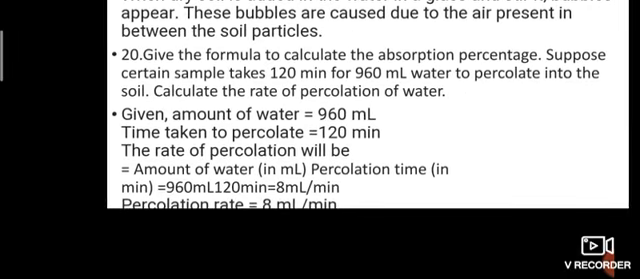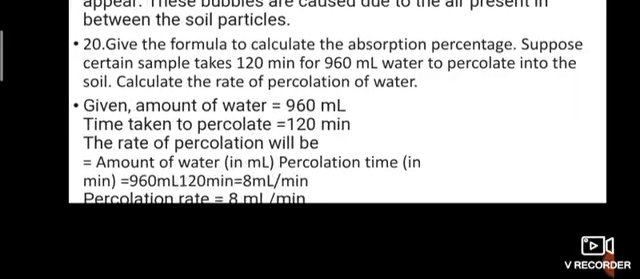The rate of percolation will be, what is the formula? Percolation rate is equal to amount of water divided by percolation time. So 960 ml by 120 minutes. Sorry, not multiplication, divided. If you divide, we get 8 ml per minute. So the percolation rate is 8 ml per minute.